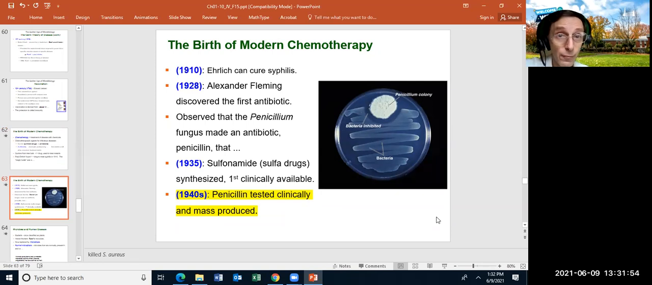So in 1910, we got the birth of modern chemotherapy, where we found the first drug that could cure syphilis. And this is when people were actively looking. Obviously, there was a drug available to cure malaria way back in the 1650s. In 1928, Alexander Fleming discovered the first antibiotic.